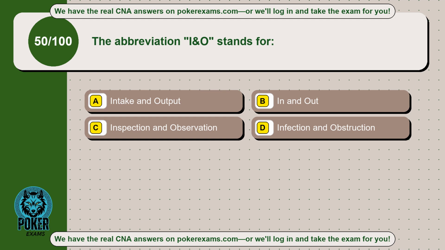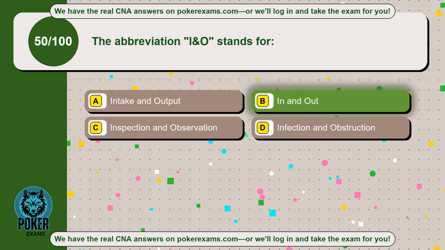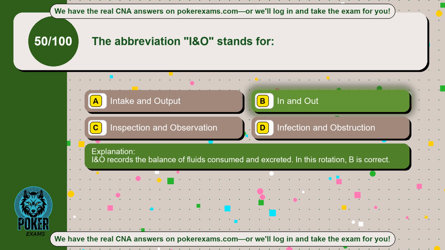Question 50. The abbreviation I&O stands for: Option A, intake and output. Option B, in and out. Option C, inspection and observation. Option D, infection and obstruction. The correct answer is option B, in and out. I&O records the balance of fluids consumed and excreted. In this rotation, B is correct.